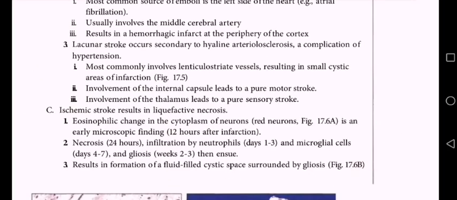Ischemic stroke results in liquefactive necrosis, with eosinophilic change in the cytoplasm of neurons. Red neurons, I'll show you later, are an early microscopic finding, like 12 hours after infarction. Necrosis within 24 hours. Infiltration by neutrophils, day 1 to 3. And microglial cells, day 4 to 7. Gliosis, 2 to 3 weeks. This then results in the formation of a fluid-filled cystic space surrounded by gliosis.